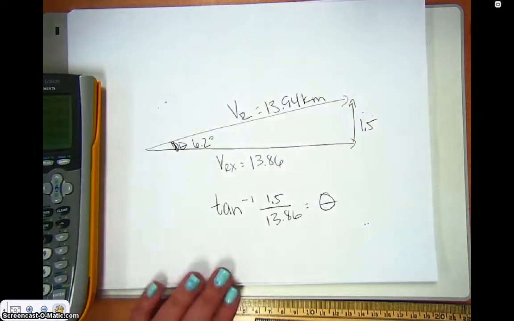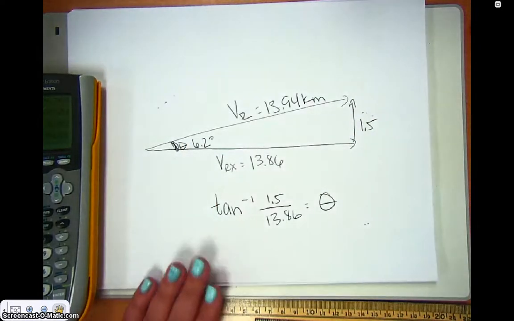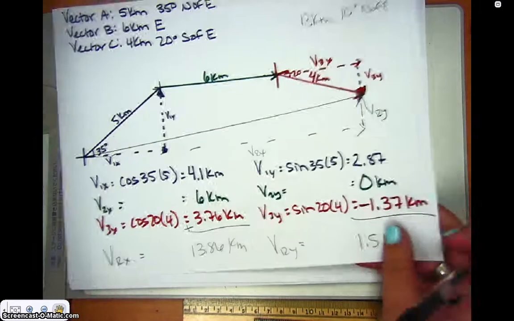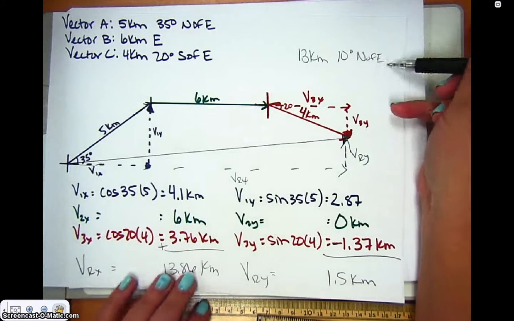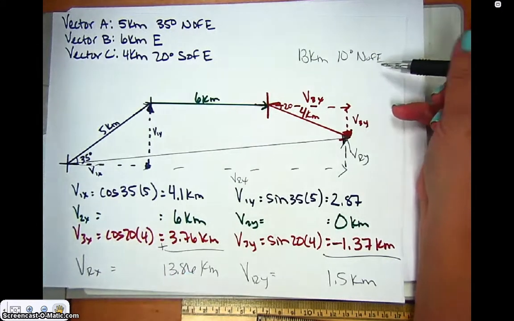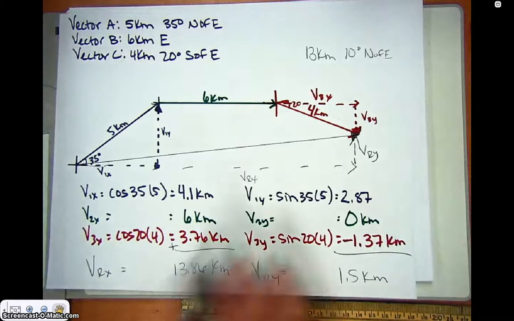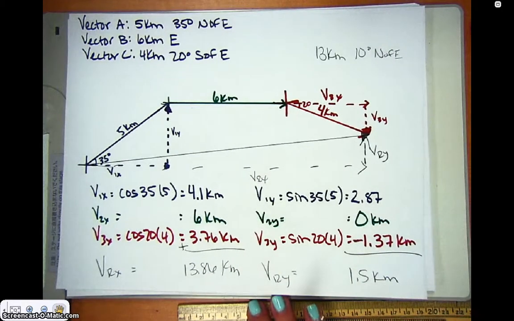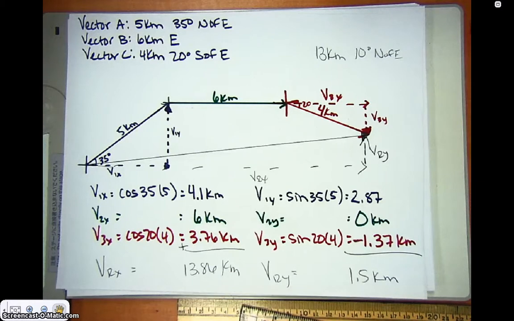All right, so the answer to this problem is that I should search for the hiker 13.9 kilometers at an angle of 6.2 degrees north of east. And if I take a look at my estimate here, I was pretty close, right? 13 kilometers, 10 degrees north of east. So the moral of the story is that it is a lot of busy work to solve these vector components, but you use the same method over and over and over using this component method, and you should be able to determine the resultant vector for any number of vectors provided to you.